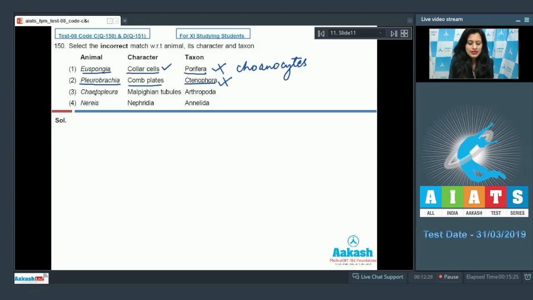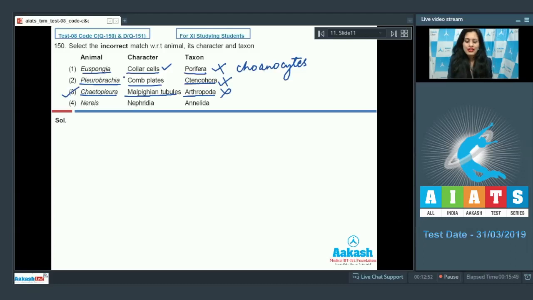The next option is Chaetopleura. Character given is Malpighian tubules, and taxon is Arthropoda. And as it is an incorrect match, so this is a correct answer to our question, because Chaetopleura, which is also known as chiton, is a mollusk. On the other hand, Malpighian tubules are the excretory structures which are present in insects or in arthropods.